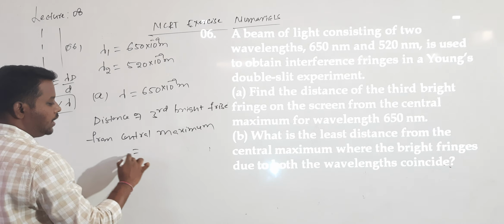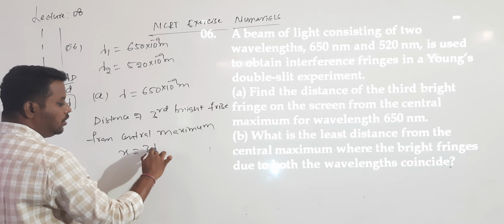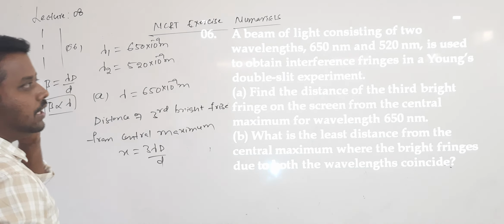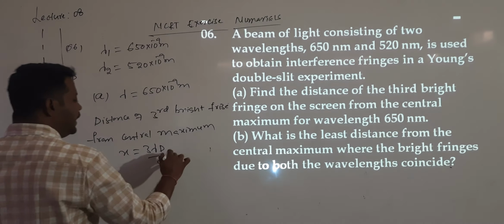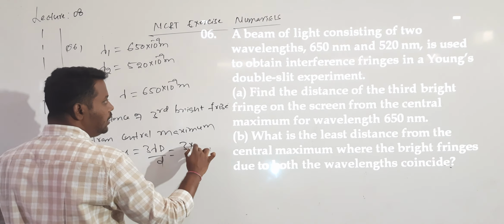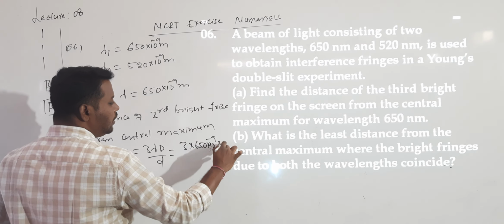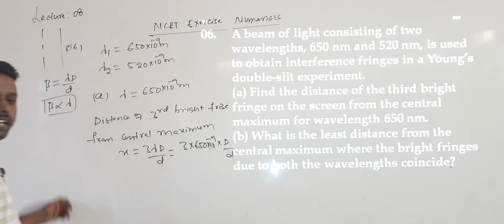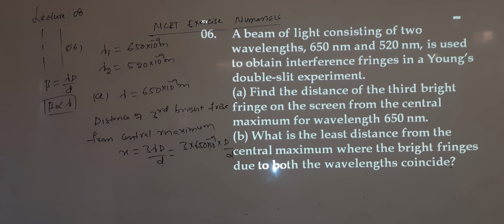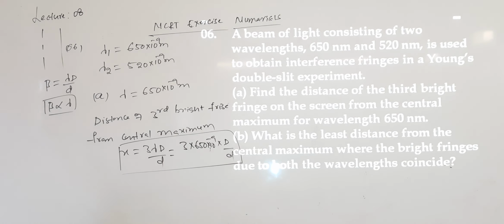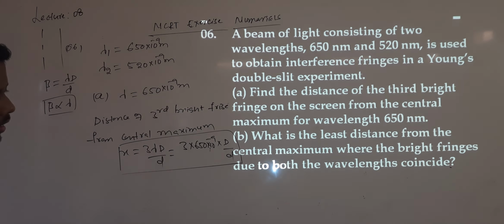That is given by the formula x equals 3 into lambda into capital D divided by small d. They have not given the capital D and small d values. So can I write x equals 3 lambda, with lambda value 650 into 10 power minus 9, into capital D divided by small d? Since they are not given the values, directly it is 3 into 650. This is the distance of the third bright fringe from the central bright for 650 wavelength.